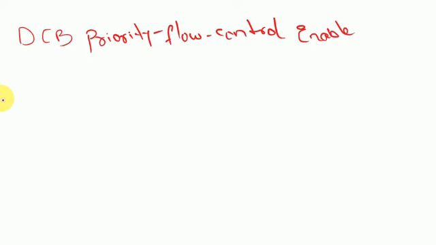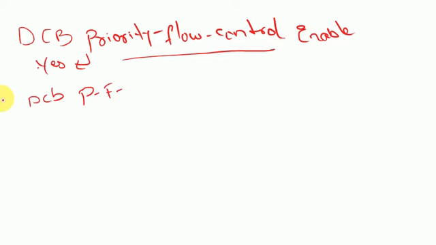Okay, it asks for the yes, and next you do the priority. So we already enabled priority flow control. Now give the priority. Which priority should we give? So again, DCB, I'm just writing in a short form, PFC. It's priority flow control. Priority 3 enable.